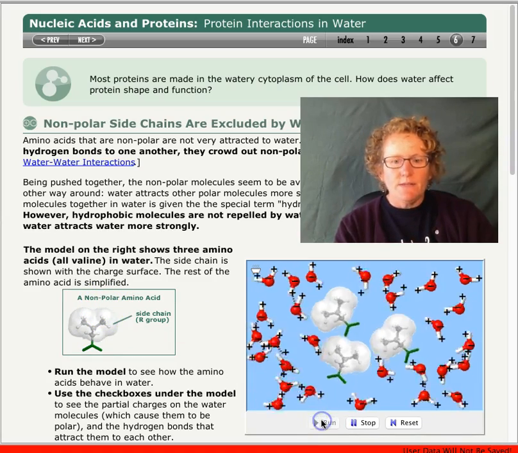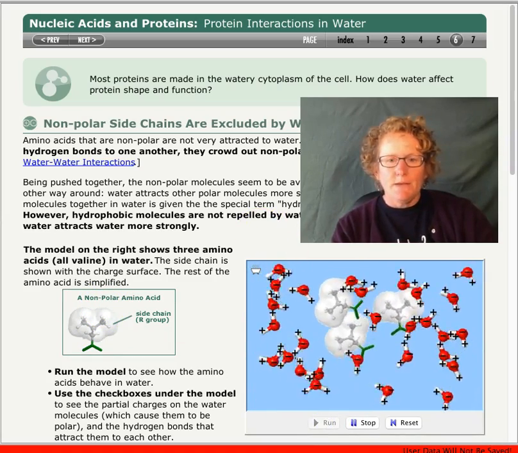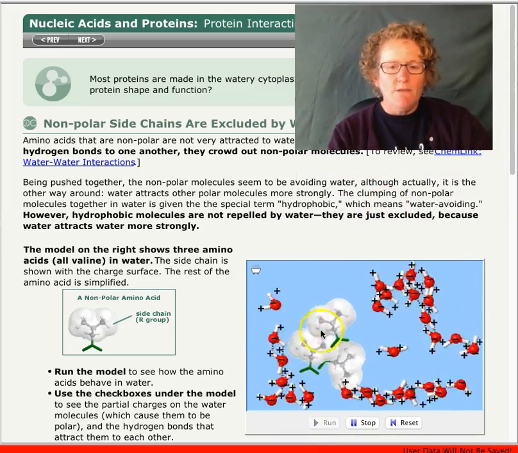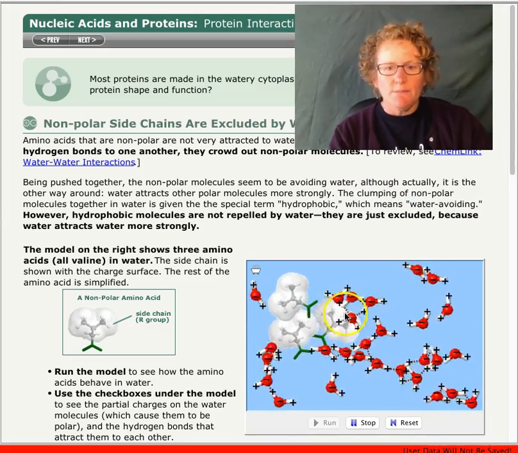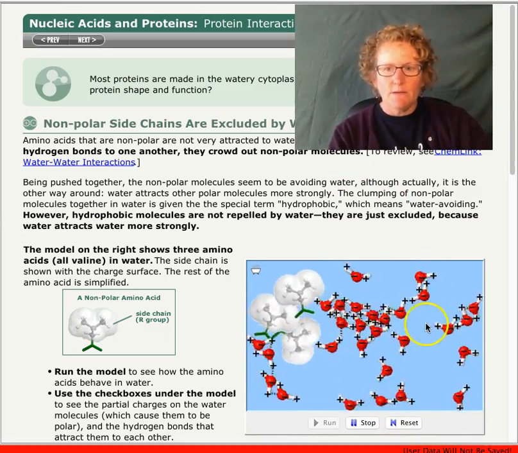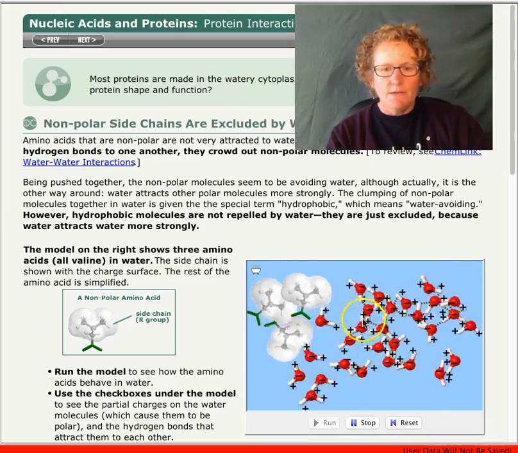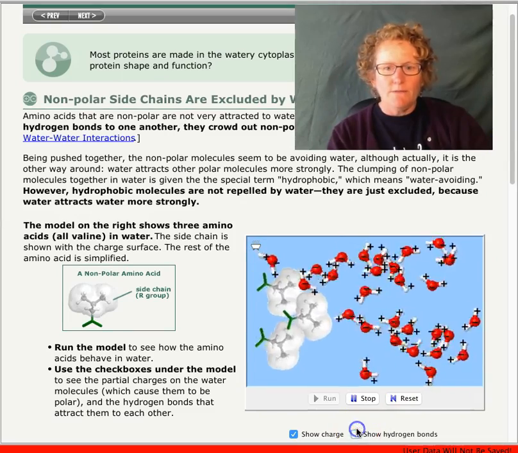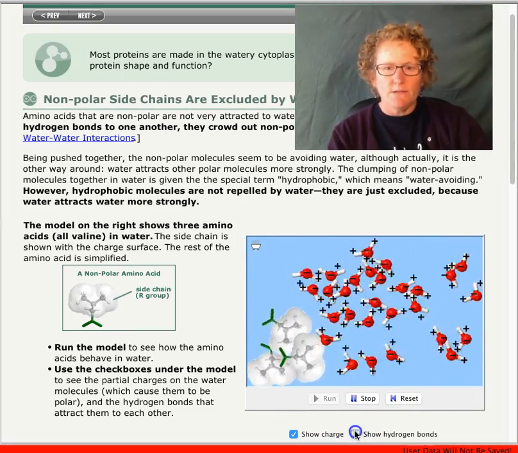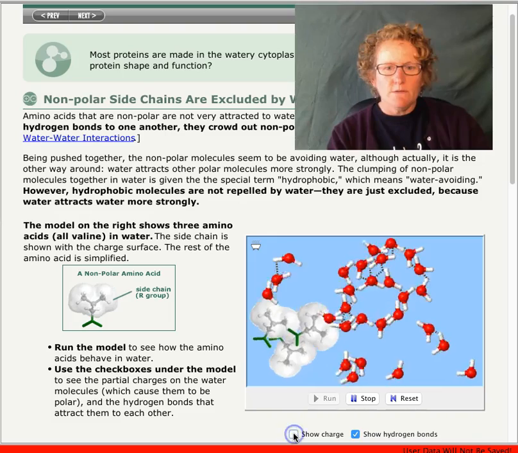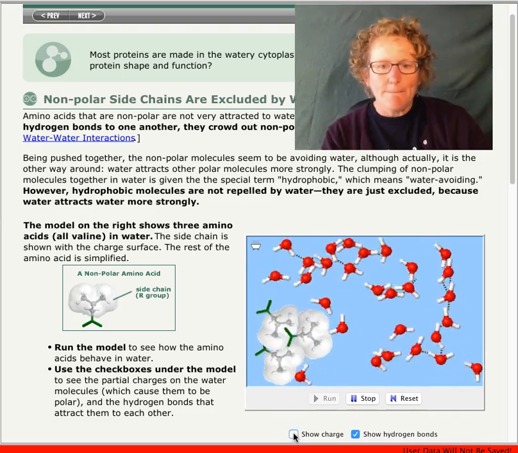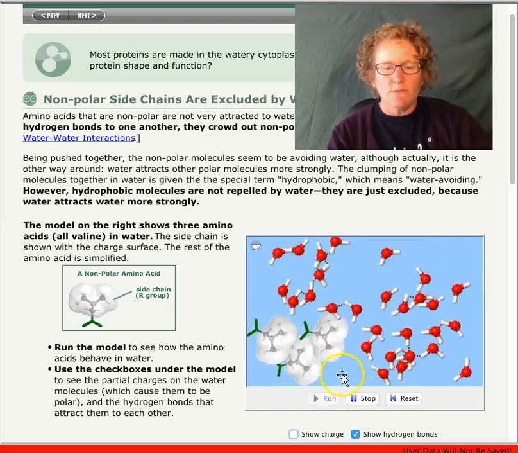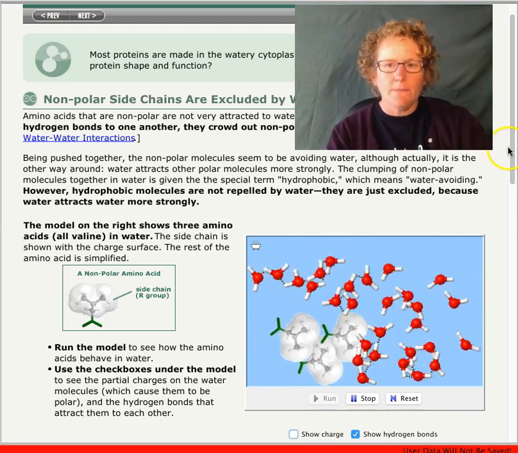Let's run this and see what happens. Do you see the valine really interacting with the water? Is it making any hydrogen bonds? These little dotted lines among the water are the hydrogen bonds. I'll turn them off so you can see the difference here. We can turn off charges too so you can see them better. I don't really see that valine making any hydrogen bonds with the water, and it's sticking with itself.